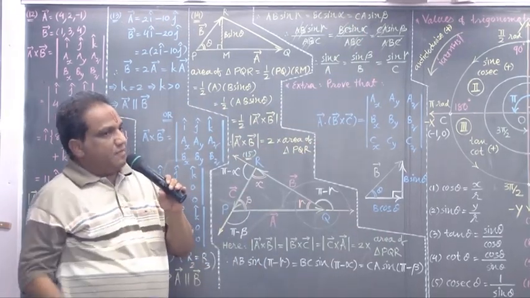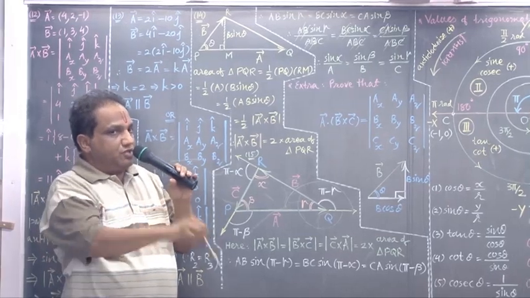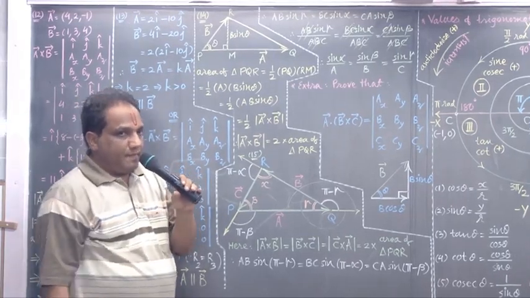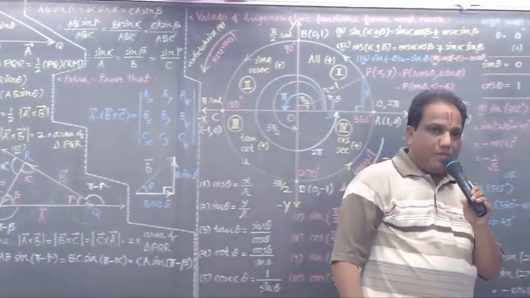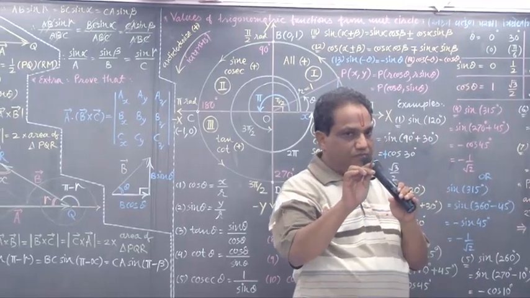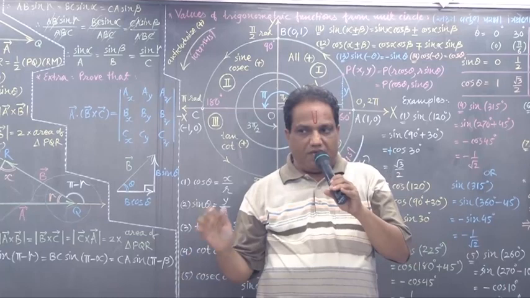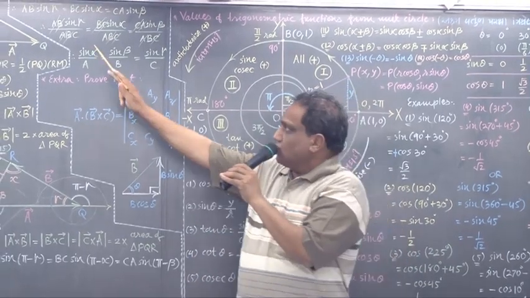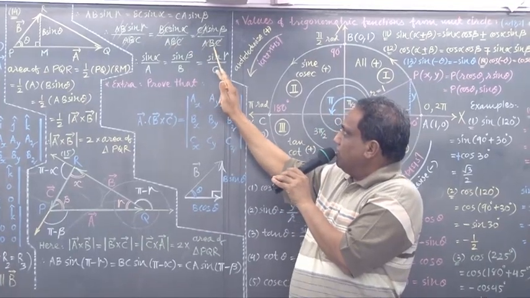What I am doing now? I am dividing each term by A into B into C. Divide each term by A into B into C. Look constantly on the board. Here also A into B into C, here also, here also.